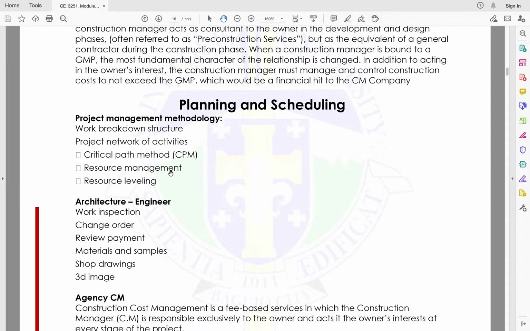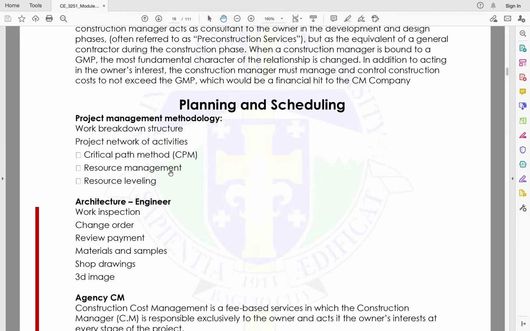Okay? That is a common problem on site. Nagkakaroon tayo ng nakawan, nagkakawalaan. Okay? So, hindi na iiwasan yan. Para iwasan yan, we should allocate our resources properly. So, we should have a resource management. And next is resource leveling.